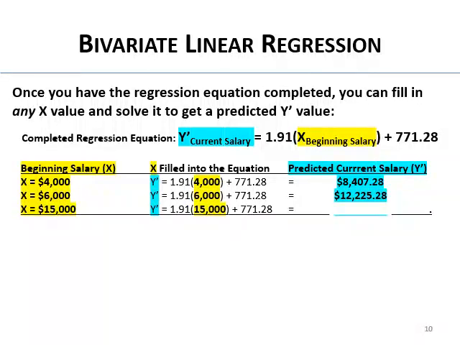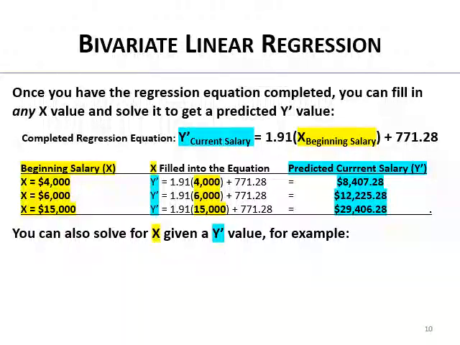How about if someone started at 15,000? They start at 15,000, fill it in the equation above. We're just filling in the X value and getting the blue Y. If you start at 15,000, we predict you make $29,406.28. That's what we predict. This is all there is to this bivariate linear regression.